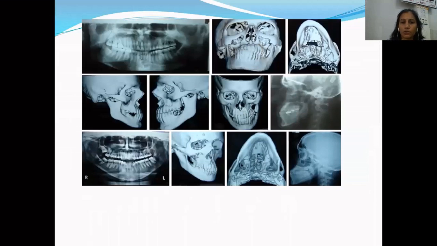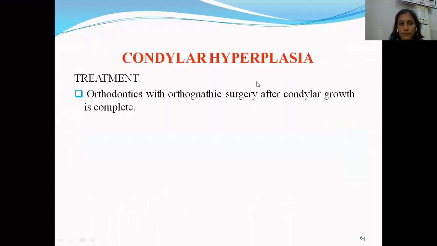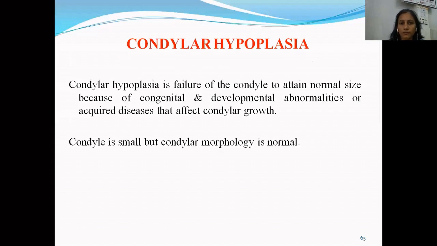These are a few more radiographic pictures showing condylar hyperplasia on the left side of the joint. The treatment for condylar hyperplasia is orthodontic treatment with orthognathic surgery once the growth of the condyle has stopped. Next is condylar hypoplasia.